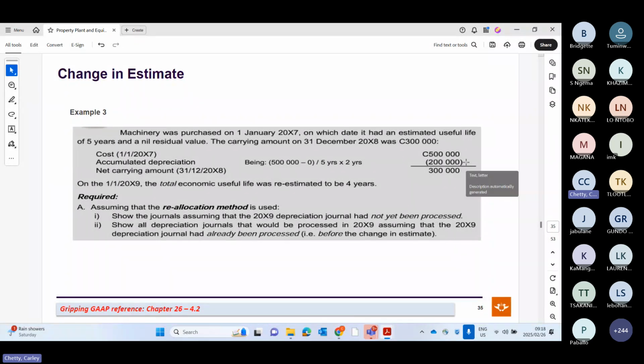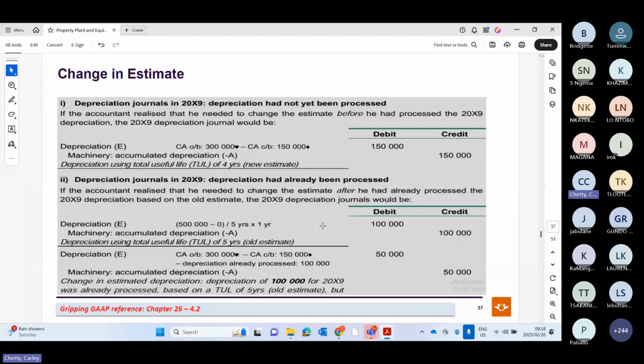So the accountant processed the depreciation based on the old estimates and then realized that that estimate had actually changed. So they processed depreciation at 100,000, but based on the new estimate, the depreciation should have been 150,000. So because the accountant already processed 100,000 Rand of depreciation, now they're going to record an additional 50,000 Rand of depreciation.